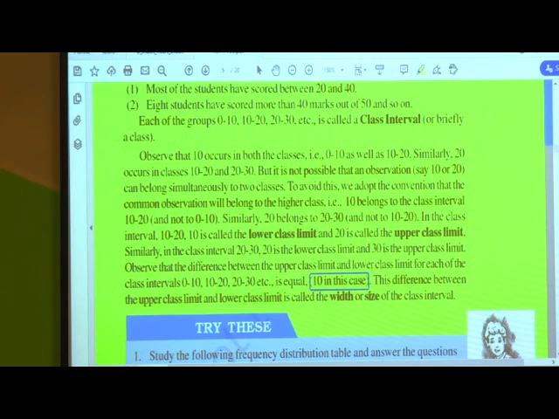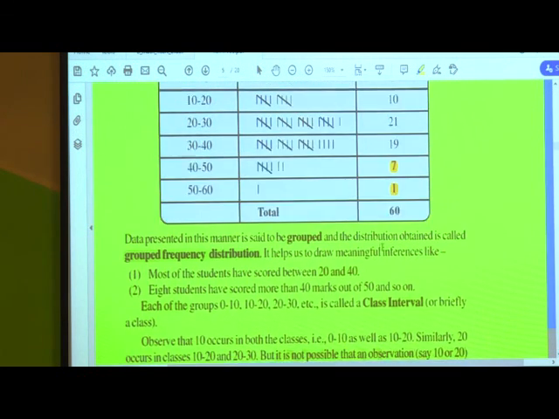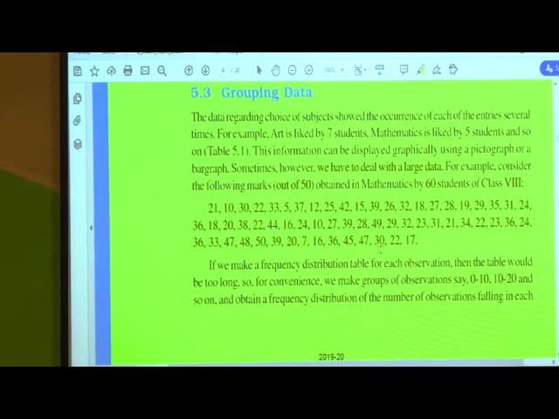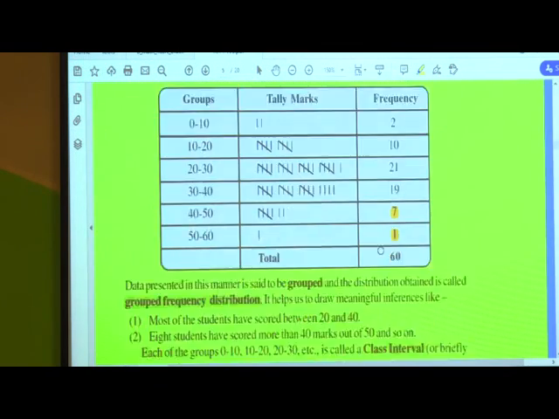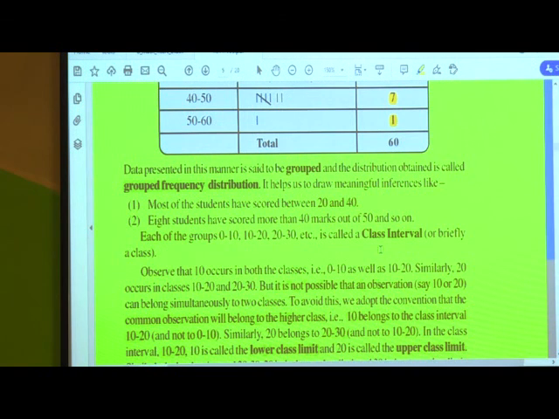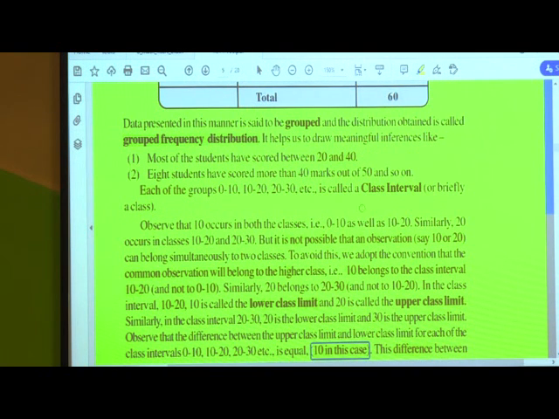See my dears, what we have studied regarding the grouped data, that is, the grouped frequency distribution table. These terms are very important. Class interval means we are making appropriate groups. Here the groups are made of 10-10: 0 to 10, 10 to 20, 20 to 30.